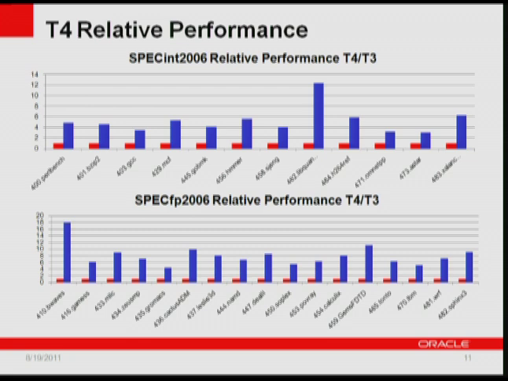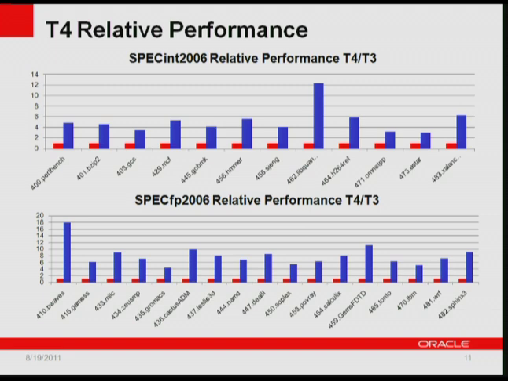This chart shows the relative performance of T4 versus T3 for SpecInt 2006 and SpecFP 2006. For SpecInt 2006, T4's performance is approximately 5 times T3's. And for SpecFP 2006, the performance is approximately 7 times T3's. The main reasons for this improvement in single-thread performance for T4 over T3 is that T4 is dual issue, it's out of order, it runs at 3 gigahertz, it has extensive branch prediction, it has a private L2, and it has a data cache prefetcher. With that, I'll turn over to Paul.